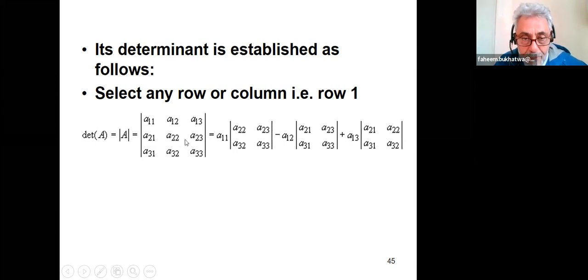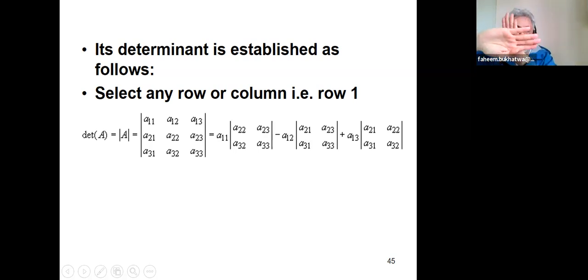Okay. And then you start with the plus sign, minus sign, plus. If this is any bigger, you go plus, minus, plus, and you keep changing. Minus the next element, which is this one, A12. A12 is on this row and this column. So hide this row and this column, and you're left with those two elements and those two elements.